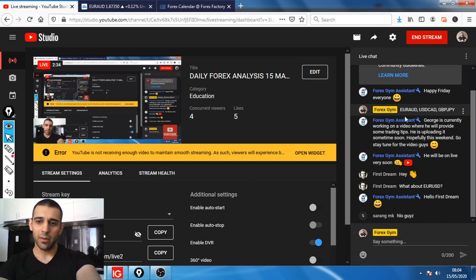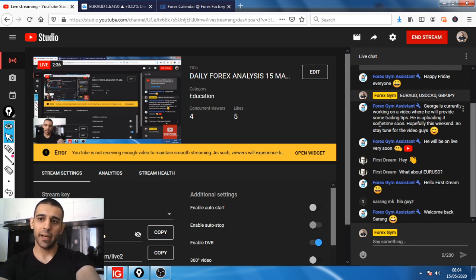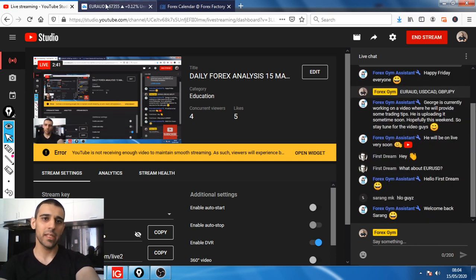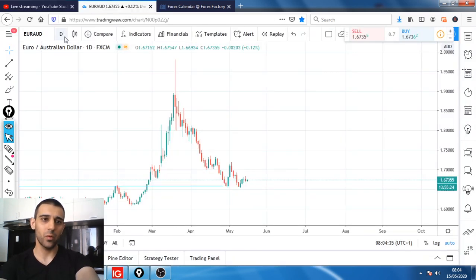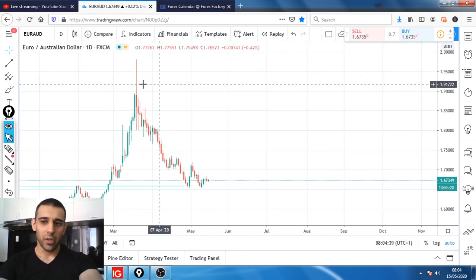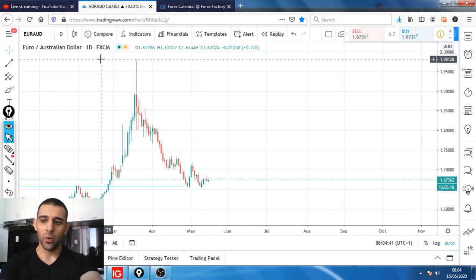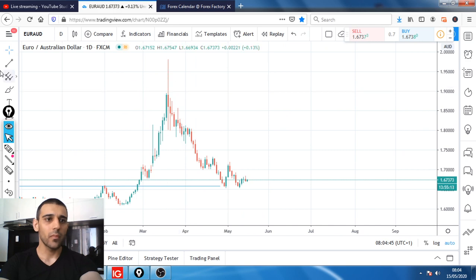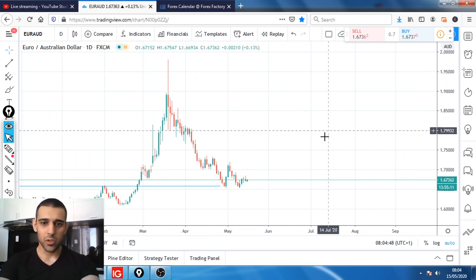So I'm gonna start analyzing, and I'm gonna come back to the chart later. I'm going to start with the Euro against Australian dollar, and then followed by all the other currencies I just mentioned earlier. And we already have one request, which is Euro against USD, so I'm going to have a look at this as well. So starting with Euro against Australian dollar.